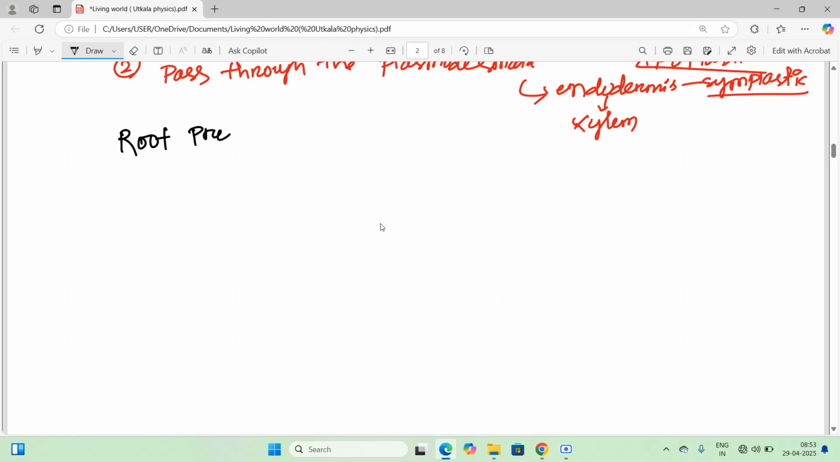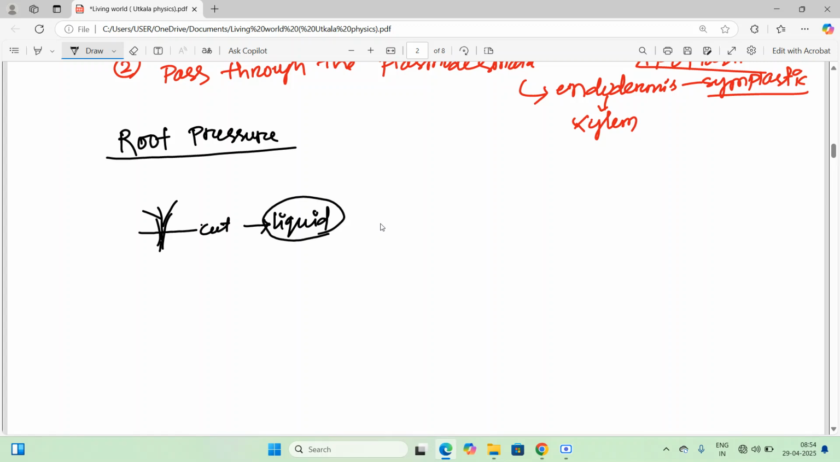Root pressure. If the stem of a well watered herbaceous plant, this is a herbaceous plant, is cut, we can see a liquid discharging from the cut part of the stem. Yes or no? Then that is called the xylem sap.